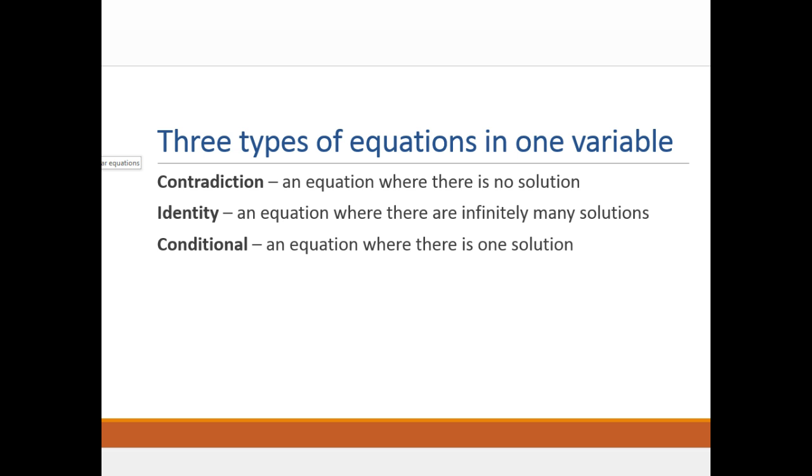Now we're going to get deeper into equations. There's actually 3 types of equations we want to look at. There's something called a contradiction, where this is an equation where basically there is no solution. There's something called an identity. This is actually an equation where there's infinitely many solutions. And there's something called a conditional equation. When we're dealing with linear equations, this is simply an equation where there's one solution. We saw examples of that in our previous 2 slides.